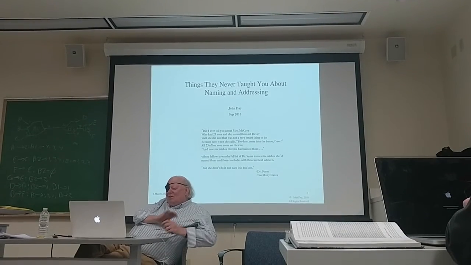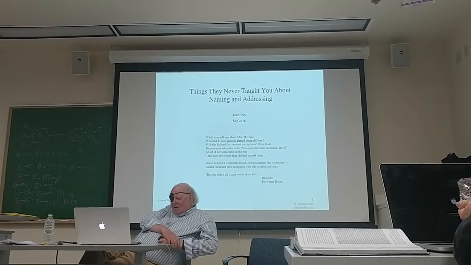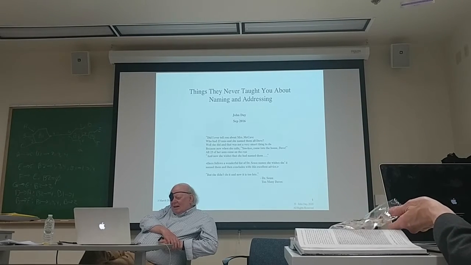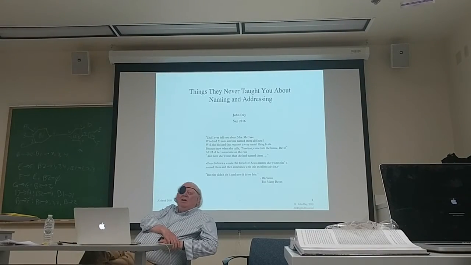It starts out, as I said, did I ever tell you about Mrs. McCabe who had 23 sons and she named them all Dave? Well, she did, and that wasn't a very smart thing to do, because now when she calls, come to the house, Dave, all 23 of her sons come around. And then she wishes she'd named them. And it goes into one of those wonderful litanies of Dr. Seuss names. And I've got this on the line someplace. Maybe at a break sometime I'll read them off to you. But I had forgotten how it ended.